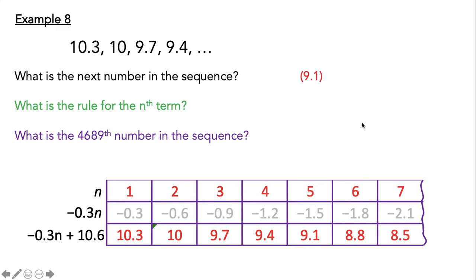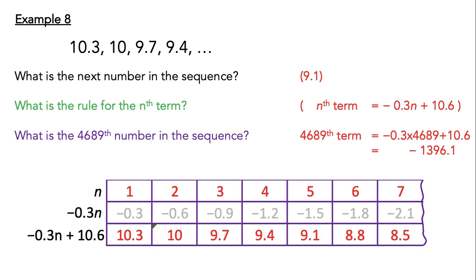The rule for the nth term is that the nth term is minus 0.3n plus 10.6, and then the 4689th number in the sequence, so you just need to stick 4689 into that rule, and that's what it comes out to be, minus 1396.1.